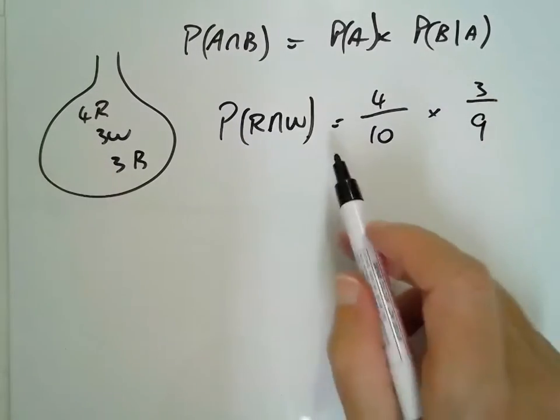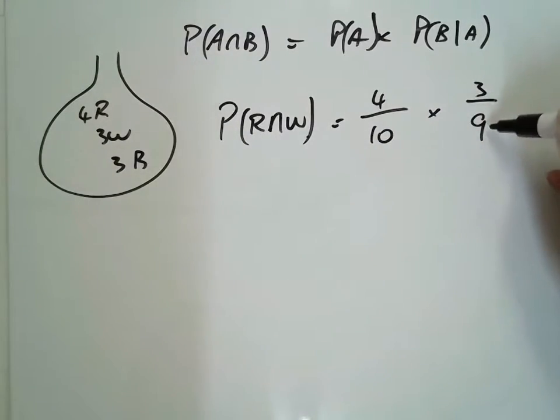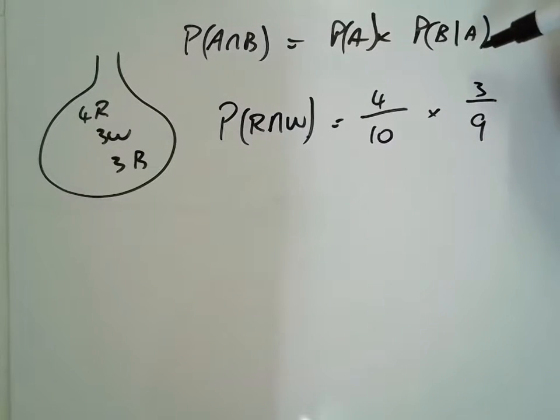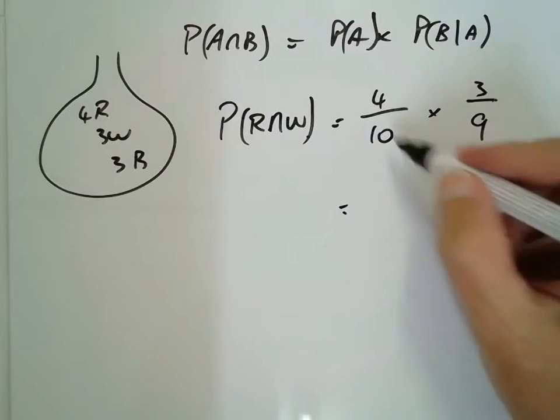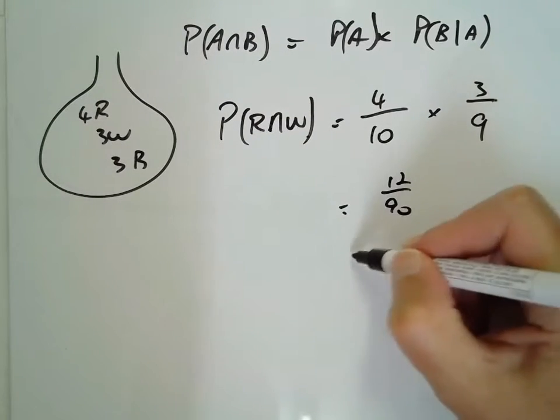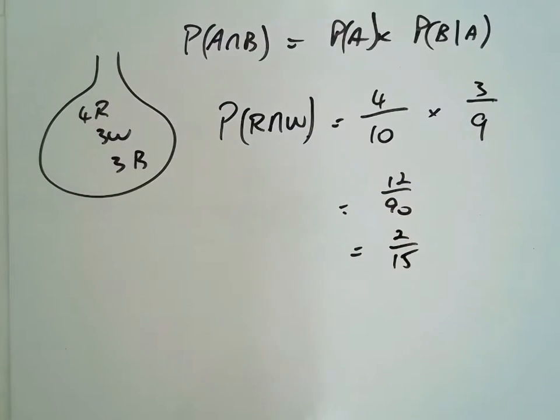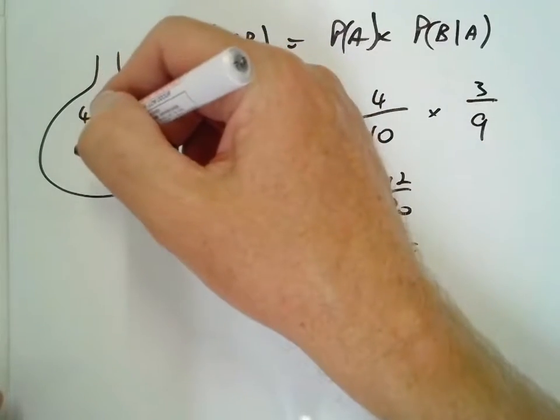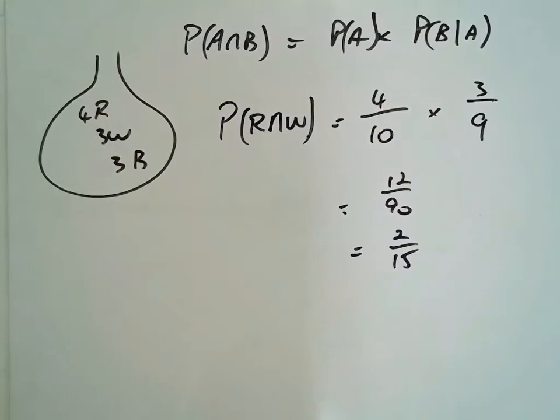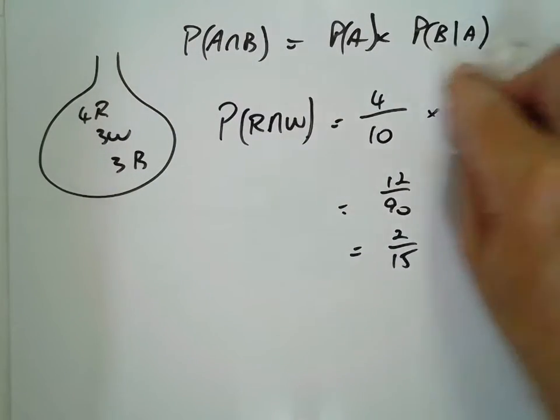When I go in again, given that I've already just picked a red, the probability of getting a white is 3 white, but there's not 10 balls in the bag anymore because I've taken one out. So it's 9. So when I multiply it, you've got to make sure that because they're not independent events, the possible outcomes of this second probability will change. 4 3s are 12 on 90, which is 2 on 15. So make sure you read the question clearly. Are you replacing the ball or are you not?